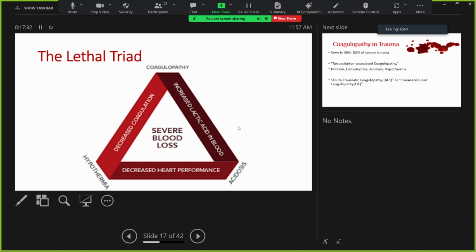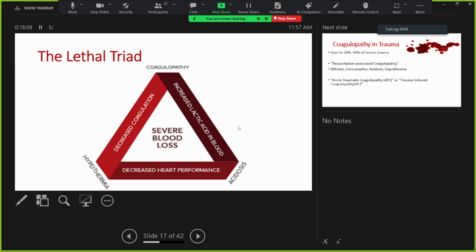So when it comes to the lethal triad, when a patient has severe blood loss, coagulopathy, hypothermia, and acidosis can develop. What usually happens is when you lose blood, the low blood pressure causes less tissue perfusion. It can increase the lactic acid, causing metabolic acidosis.